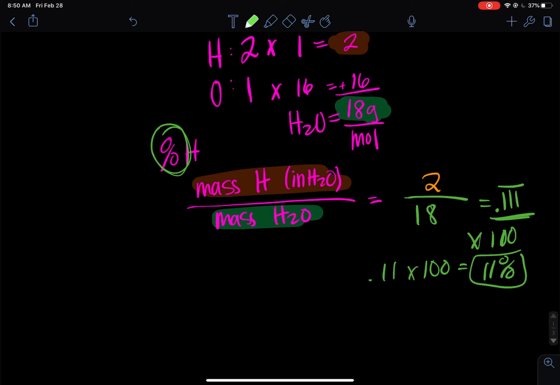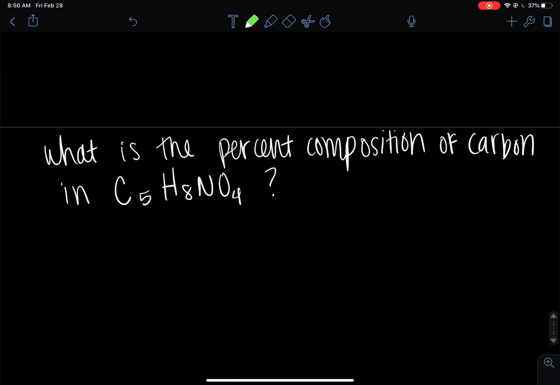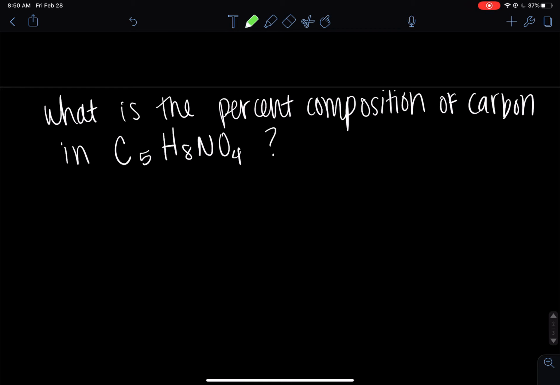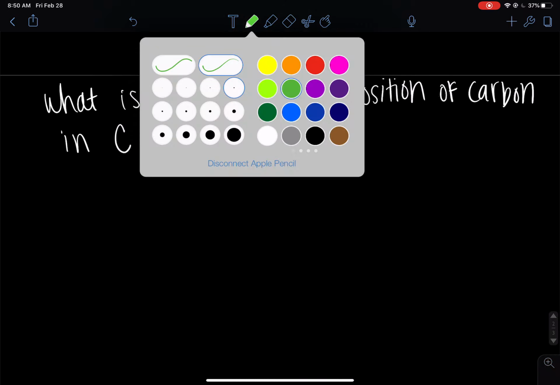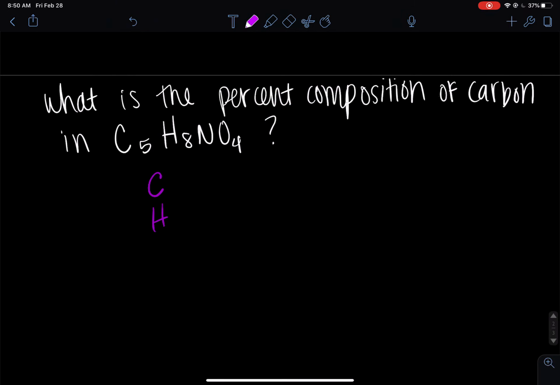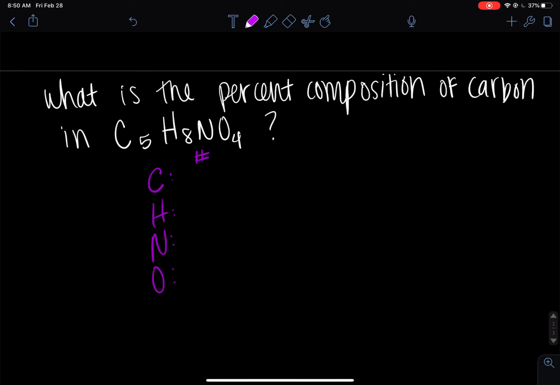So if we wanted to do another one, the second one in your problem says, what is the percent composition of carbon in C5H8NO4? The first thing we do, again, is just take the whole compound. You're going to take carbon, hydrogen, nitrogen, and oxygen. You're going to take how much I have in the compound, so that's just your subscript number. So I have 5 carbons, I have 8 hydrogens. These are all moles, so 8 moles of hydrogen. I have 1 mole of nitrogen, and I have 4 moles of oxygen.